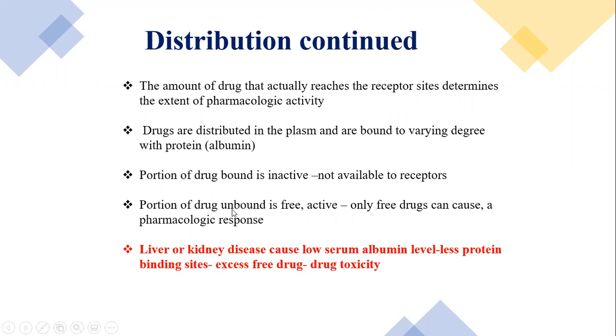A portion of drugs is unbound. It is called free drugs, and they are active. Only free drugs can cause a pharmacological response. Note for NCLEX: liver or kidney disease causes a low serum albumin level, so there are fewer protein binding sites and excess free drugs, and drug toxicity increases.